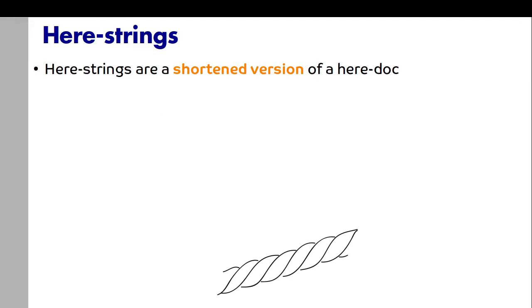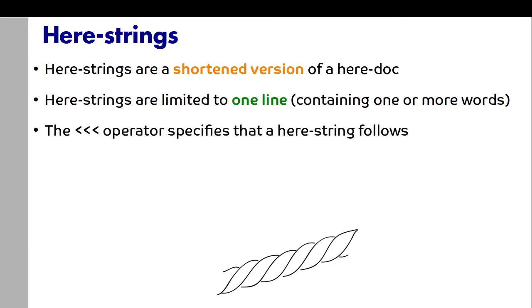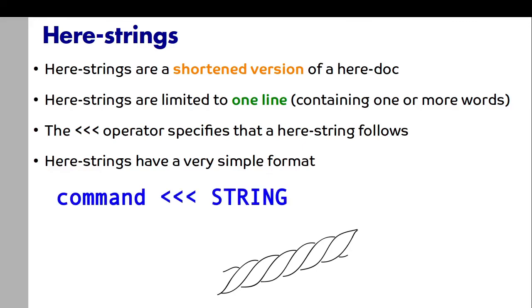Here strings, on the other hand, could be thought of as a shortened version of a here document. They are also strings that we're passing to the standard input of a program, but they are limited to one line only, and this line could contain one or more words. The operator for here strings is the triple smaller than sign that we're seeing here, and whatever follows that is the here string. Here strings are very simple. You have the command, the redirector, and the string all in one line, because now we have one line of text to input. So it makes sense to only have everything in one line. We can't divide it like we did in the here document.